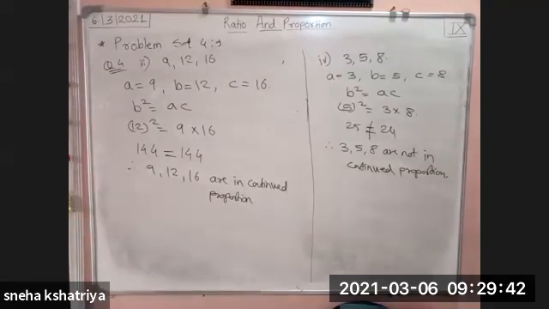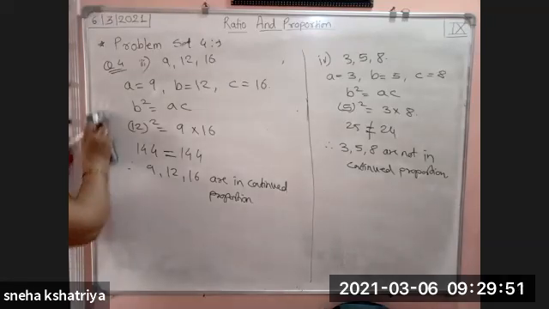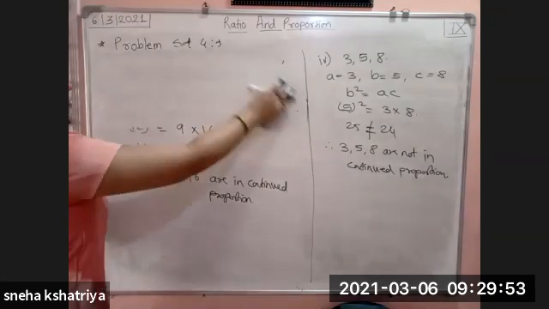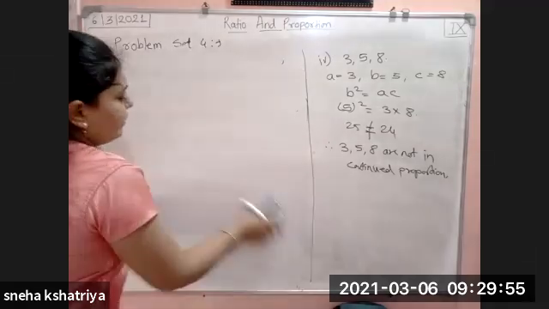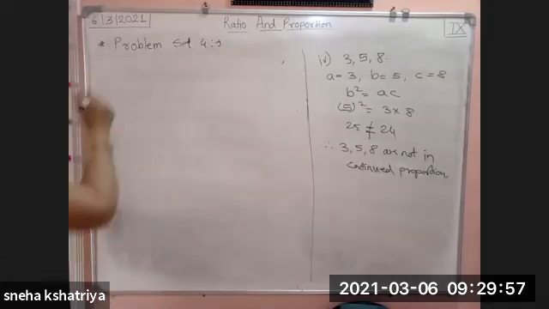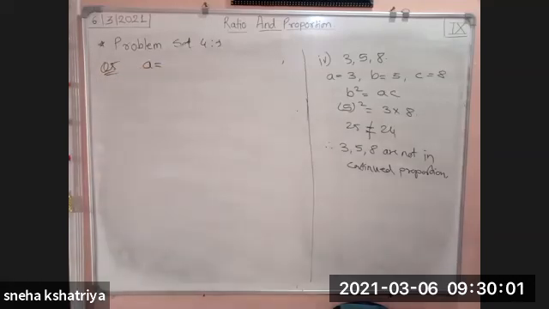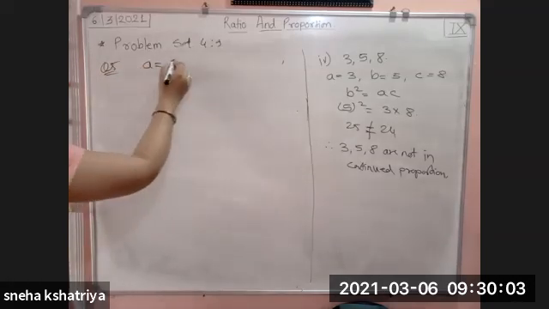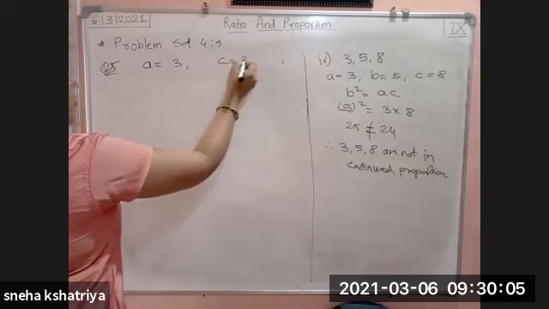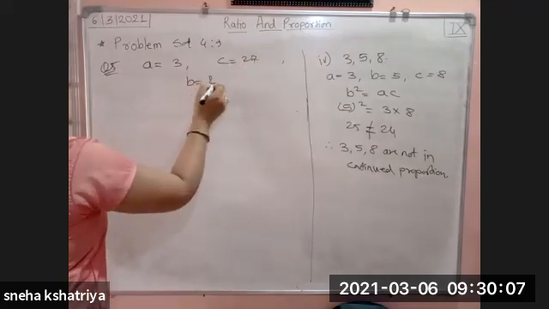We'll see the question number 5. A, B, C are in continued proportion. If A is equal to 3 and C is equal to 27, find the value of B. Okay. They have given that A, B, C are in continued proportion. A is equal to 3 and C is equal to 27. We have to find the value of B.